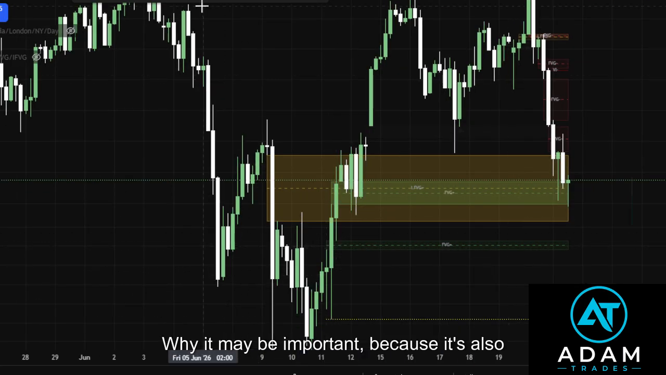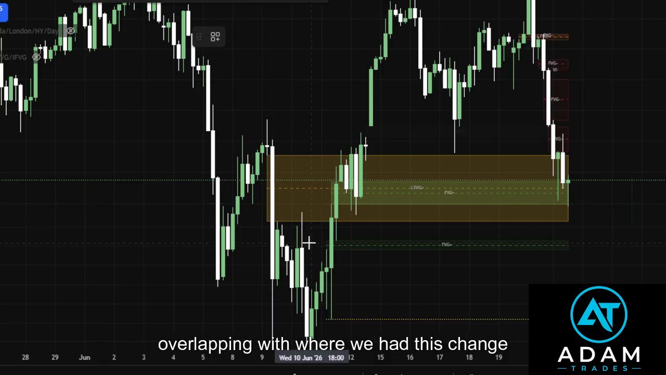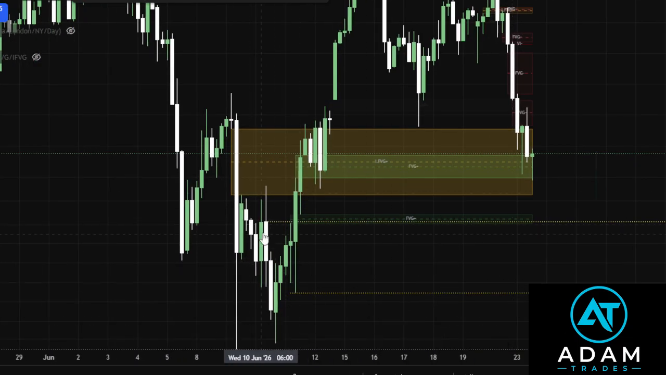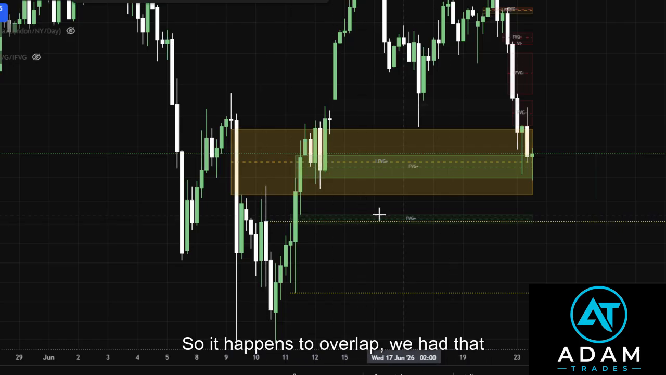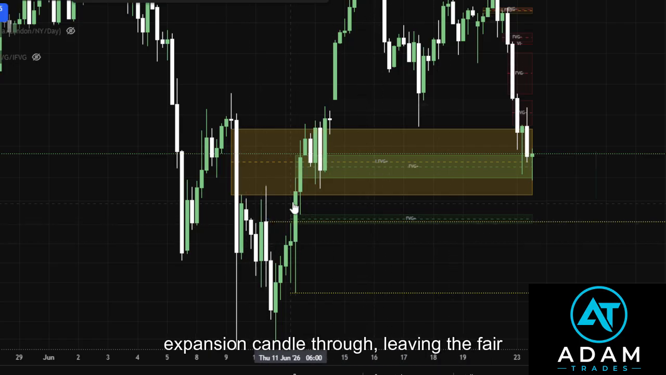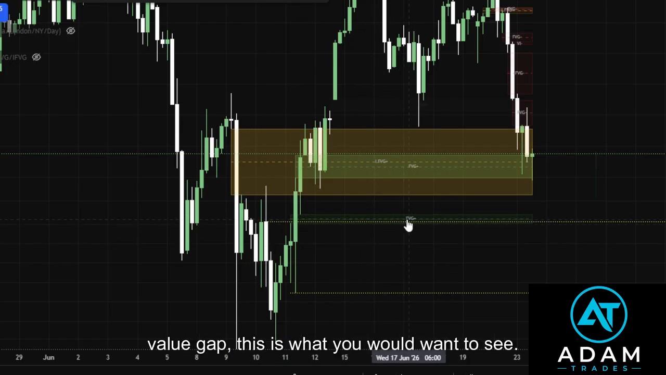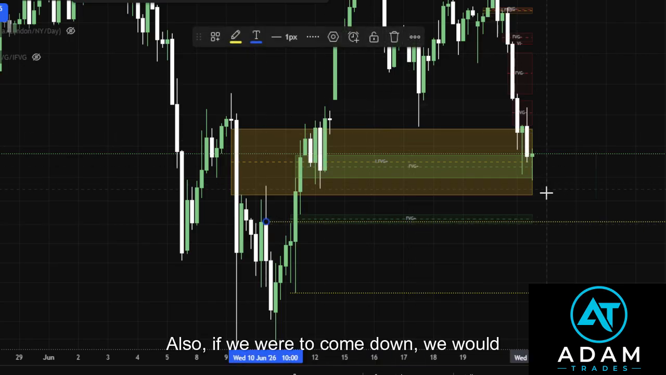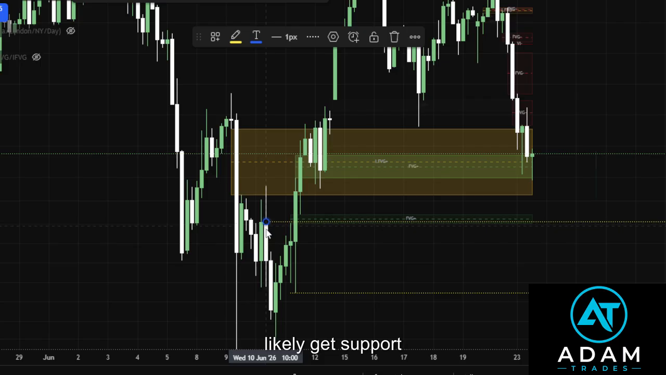Why it may be important is that it's also overlapping with where we had this change in the state of delivery here, right? So it happens to overlap. We had that expansion candle through, leaving the fair value gap. This is what you would want to see. Also, if we were to come down, we would likely get support from the change in the state of delivery that was caused here.